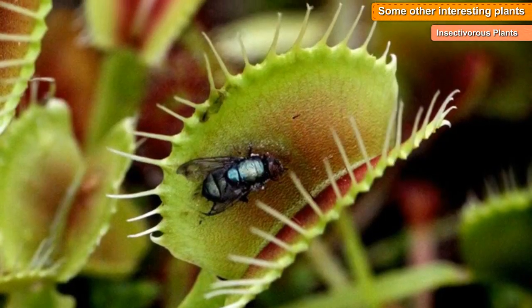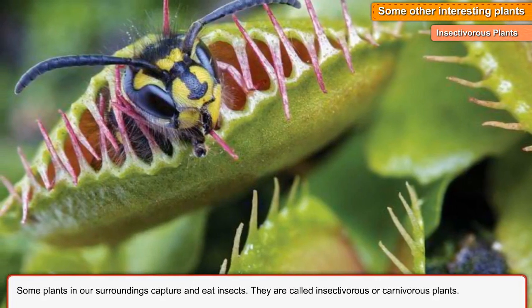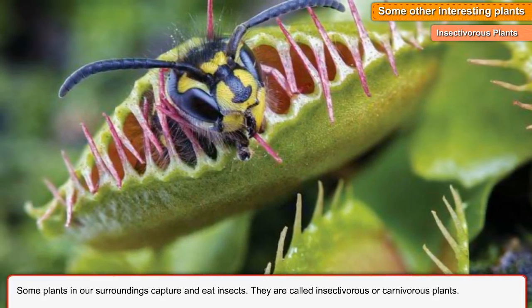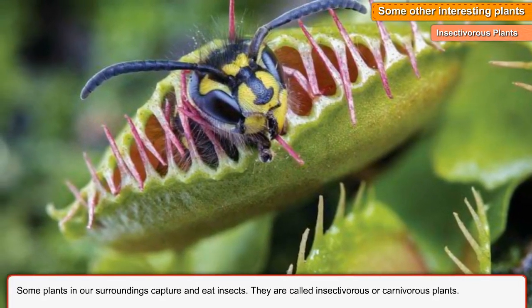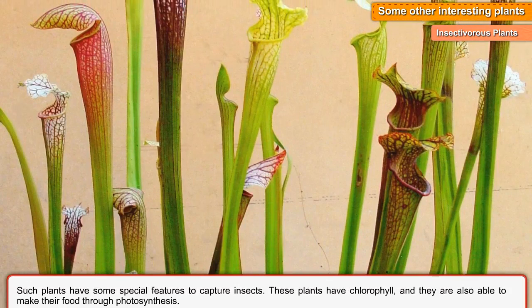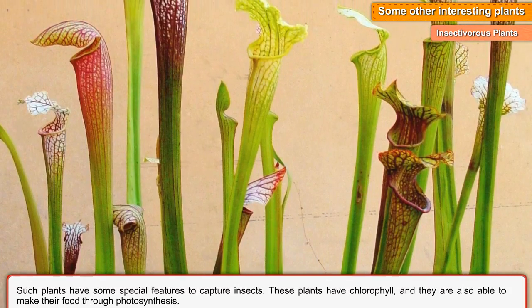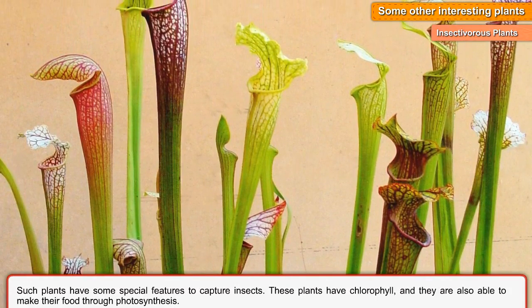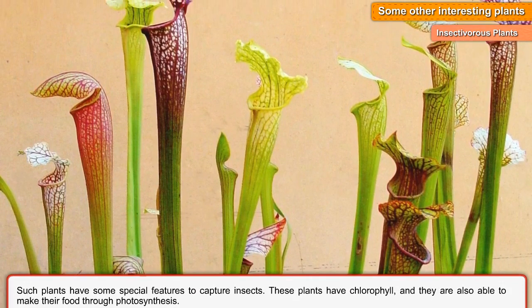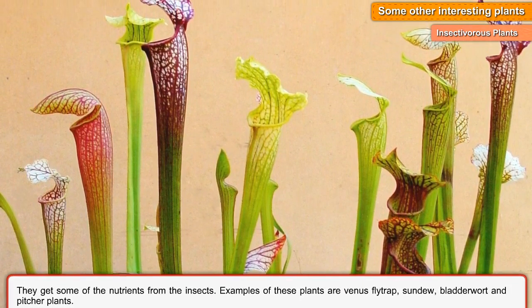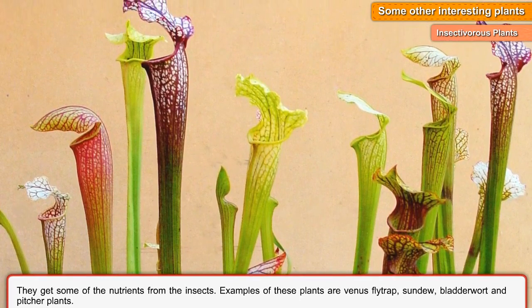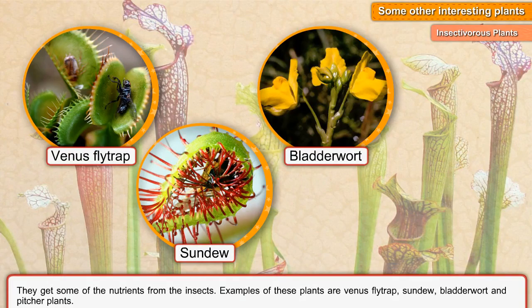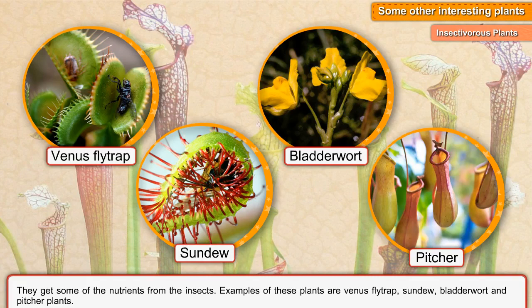Insectivorous plants. Some plants in our surroundings capture and eat insects. They are called insectivorous or carnivorous plants. Such plants have some special features to capture insects. These plants have chlorophyll, and they are also able to make their food through photosynthesis. They get some of the nutrients from the insects. Examples of these plants are Venus flytrap, sundew, bladderwort, and pitcher plants.